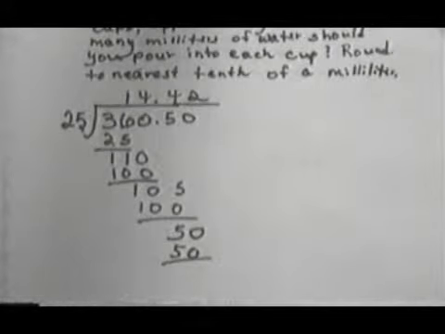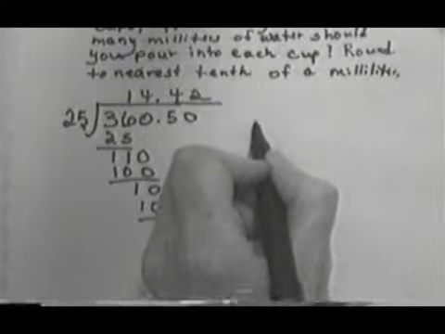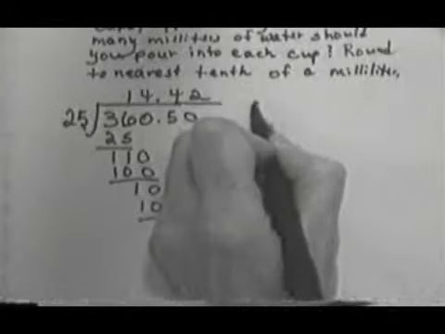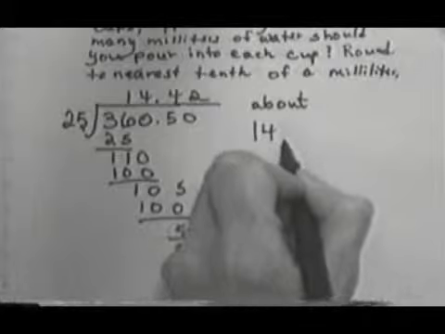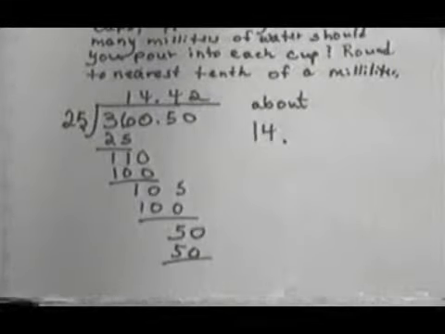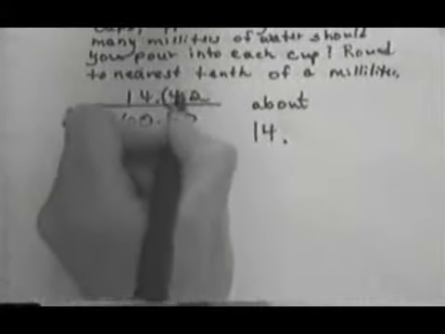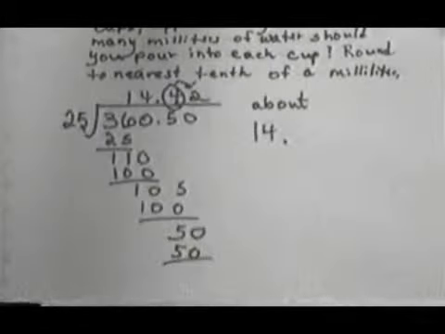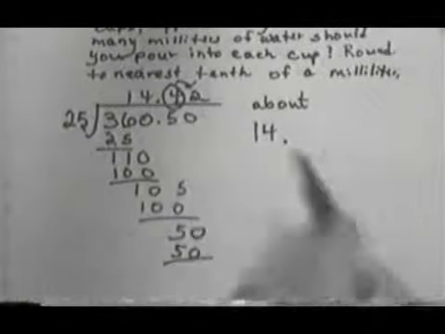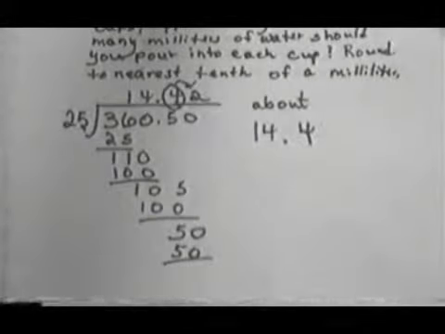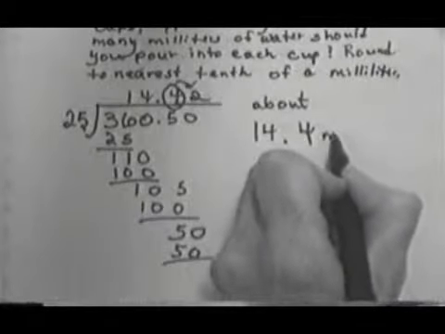Now it actually comes out to be exactly 14 42 hundredths of a milliliter. But since the directions said round to the nearest tenth, we'll do that. So we want to round, we'll say about 14, and we have to decide whether to make it 4 tenths or 5 tenths. So since this is a tenth, we look one digit over, and since it's less than 5, we keep it a 4. So if we want to round to the tenths, it's about 14 4/10 milliliters.